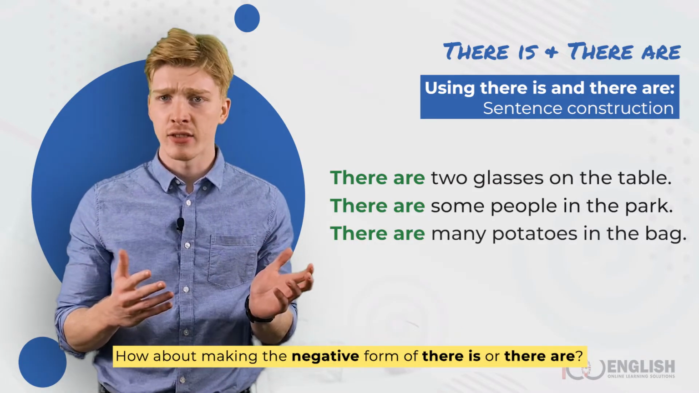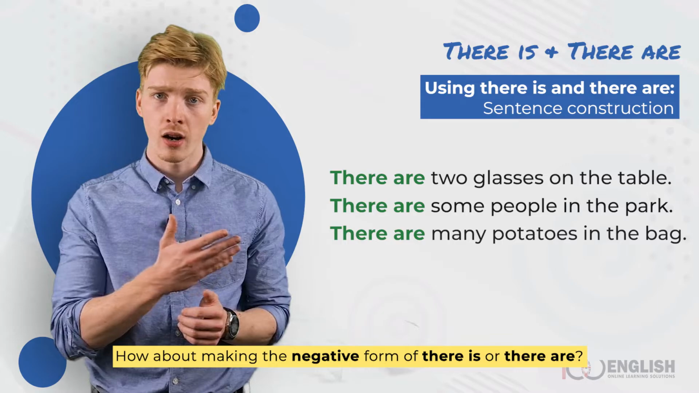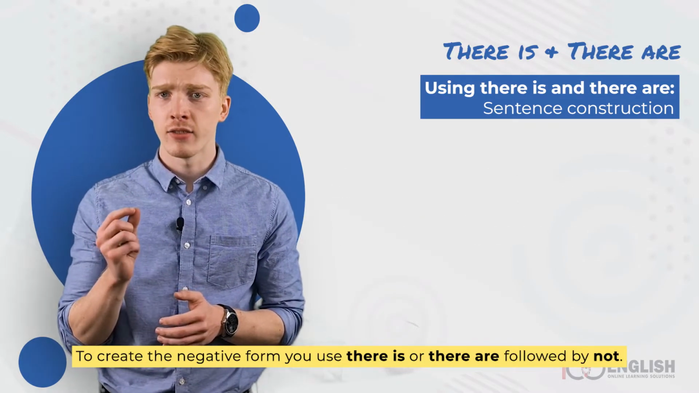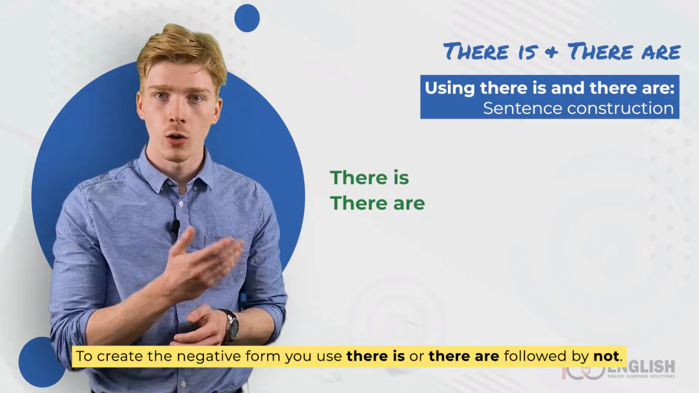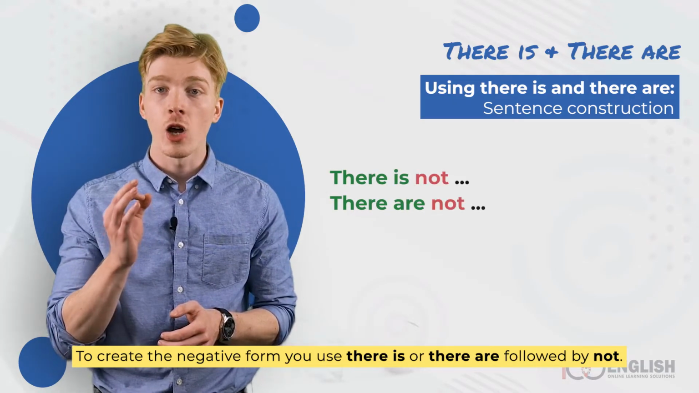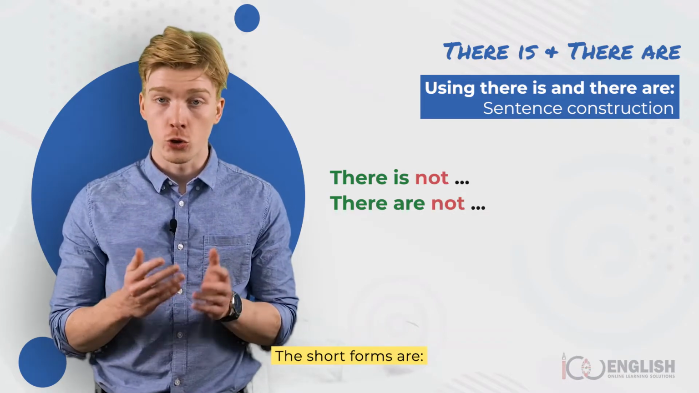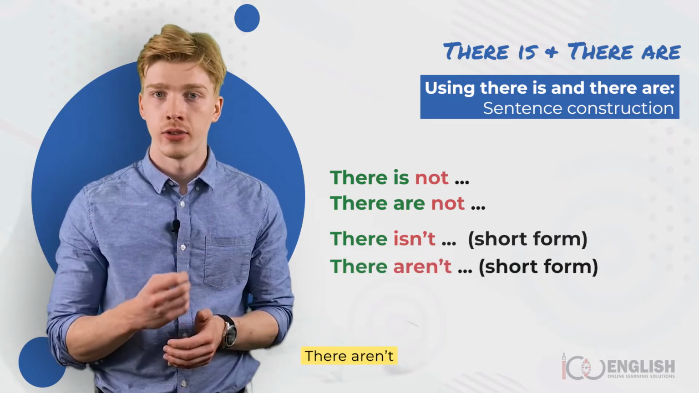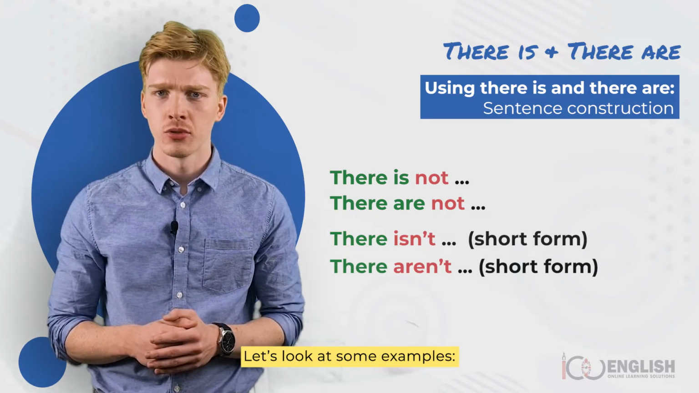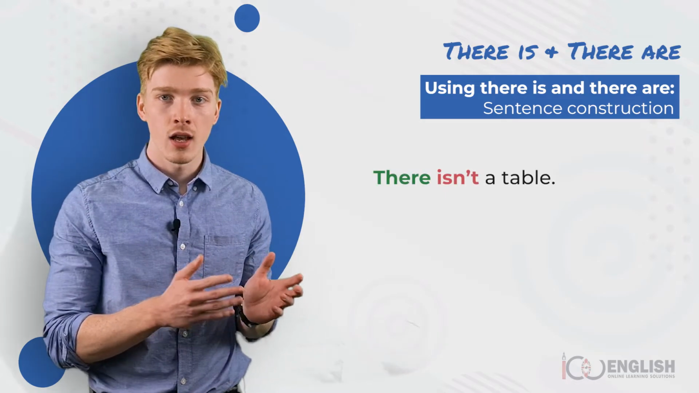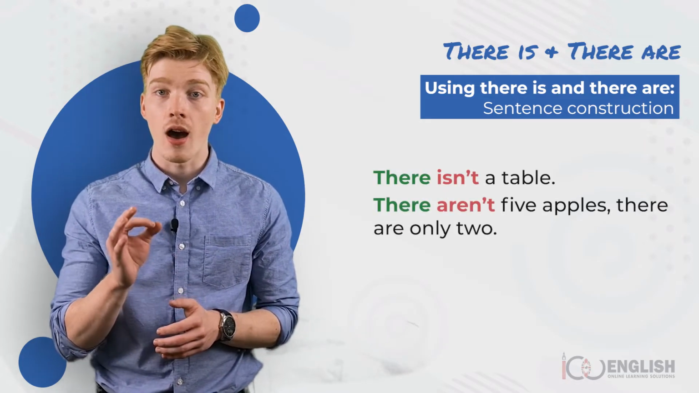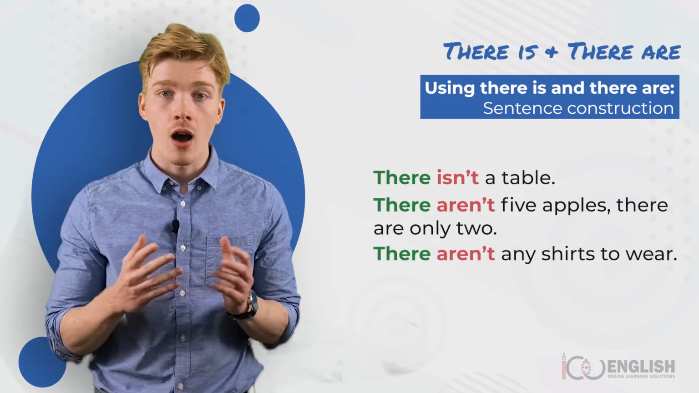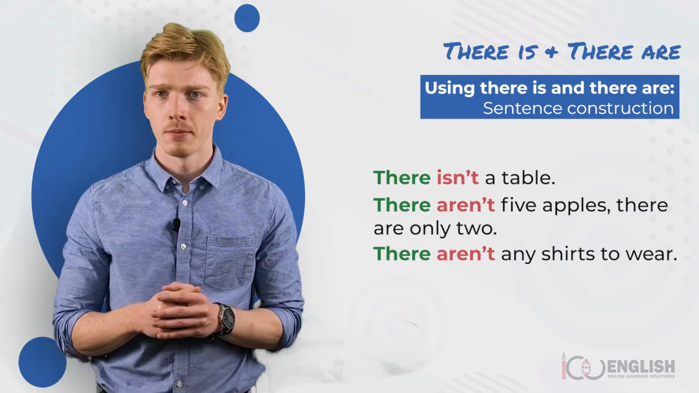How about making the negative form of there is or there are? How can you form them? To create the negative form, you use there is or there are followed by not. The short forms are there isn't and there aren't. Let's look at some examples. There isn't a table. There aren't 5 apples. There are only 2. There aren't any shirts to wear.